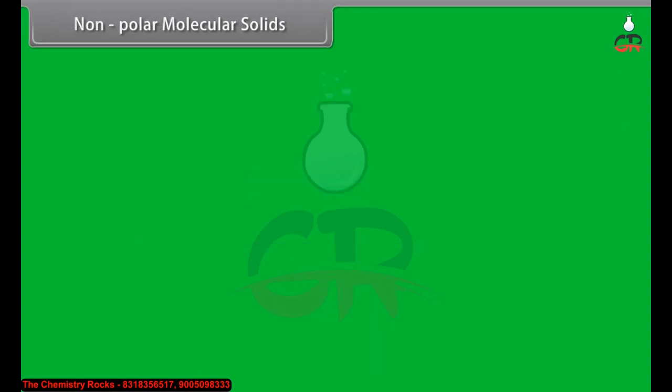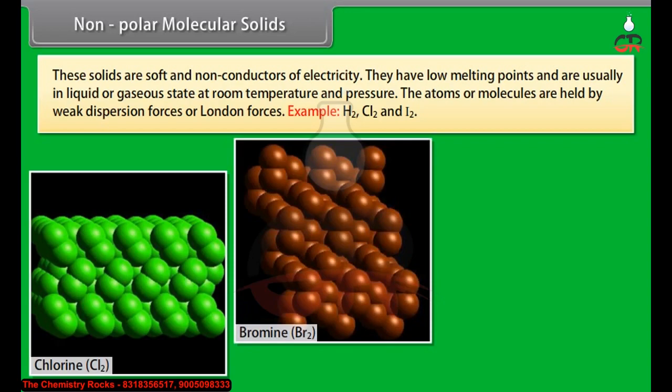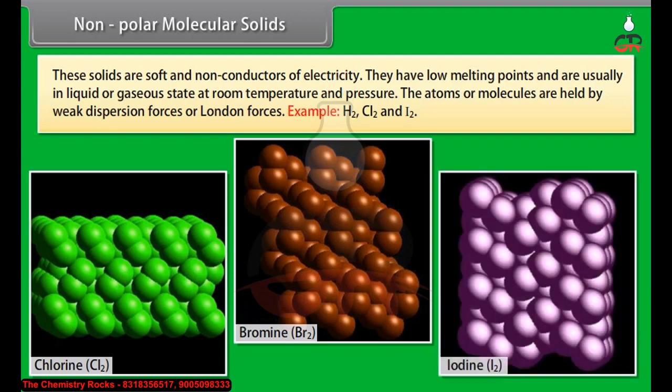Nonpolar molecular solids. These solids are soft and non-conductors of electricity. They have low melting points and are usually in liquid or gaseous state at room temperature and pressure. The atoms or molecules are held by weak dispersion forces or London forces. Example: H2, Cl2, and I2.